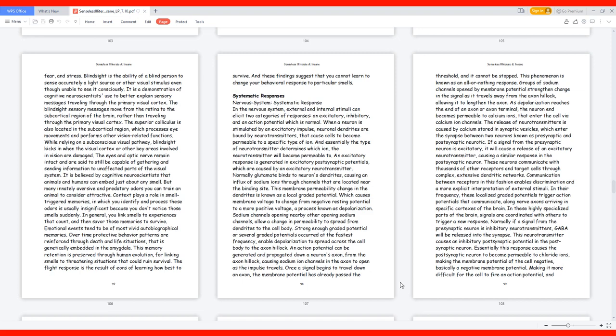Sodium channels opening nearby other sodium channels allow a change in permeability to spread from dendrites to the cell body. A strong enough graded potential, or several graded potentials occurring at a fast frequency, enable depolarization to spread across the cell body to the axon hillock. An action potential can be generated and propagated down a neuron's axon from the axon hillock, causing sodium ion channels in the axon to open as the impulse travels.